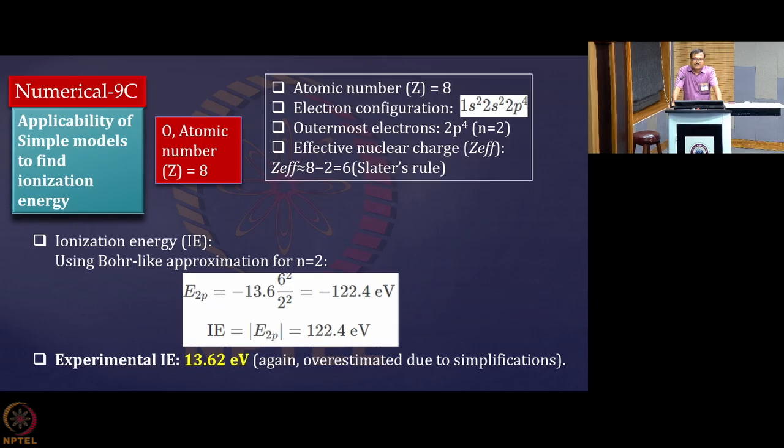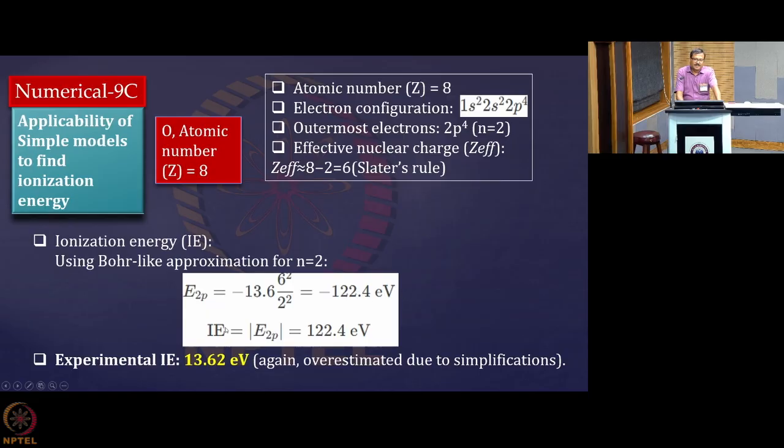Then we start with oxygen. The atomic number Z is equal to 8. The electronic configuration is 1s2, 2s2, 2p4, and the outermost electron is 2p4, so n equal to 2. The effective nuclear charge, again using Slater's rule, is Z effective equal to 8 minus 2 equal to 6. Now if we go for the ionization energy calculation using the Bohr-like approximation, E2p equals minus 13.6, with Z effective equal to 6, so 6 squared divided by 2 squared, which is equal to minus 122.4 electron volt.